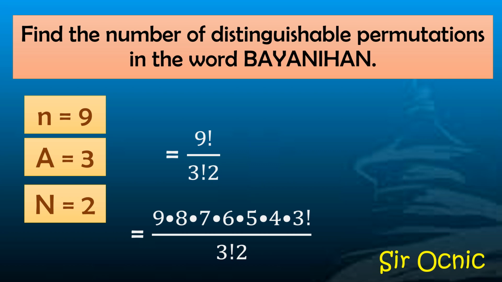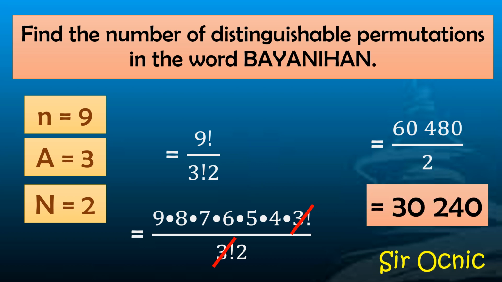Cancelling the common factor between the numerator and the denominator, and by simplifying the remaining operations on both numerator and denominator, we will arrive at 60,480 all over 2, which is equal to 30,240.